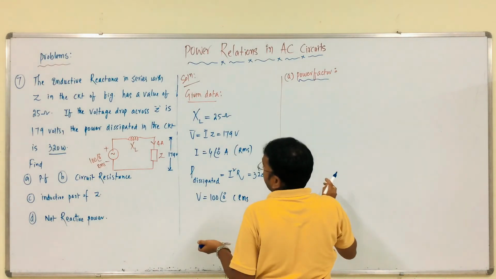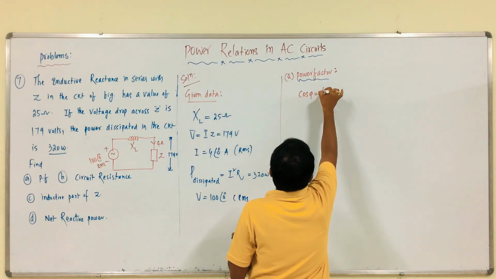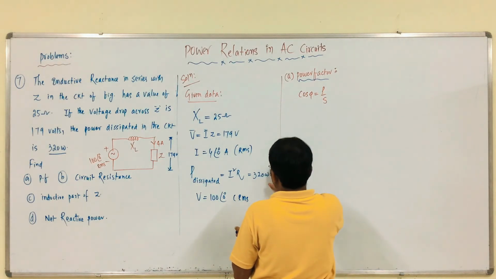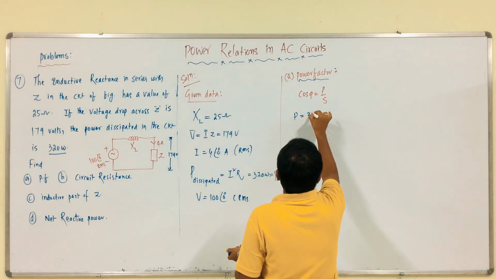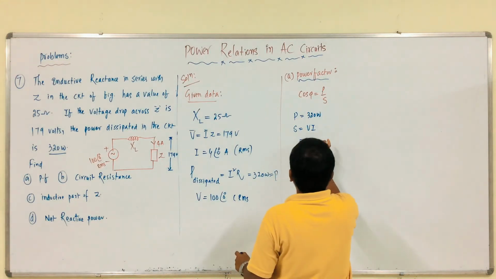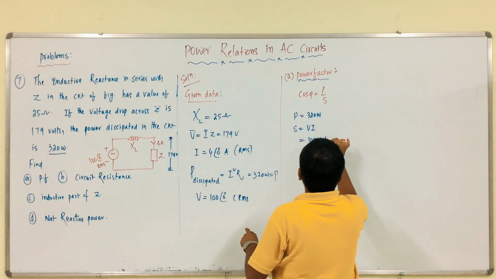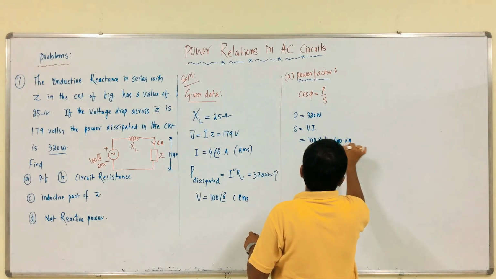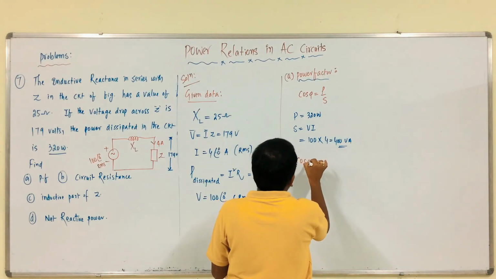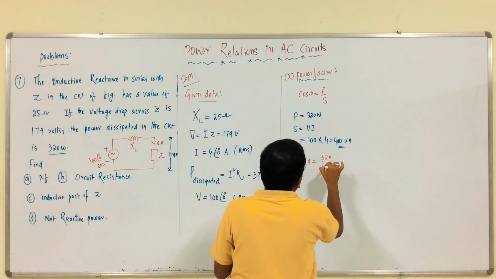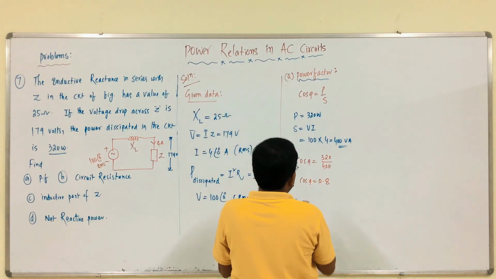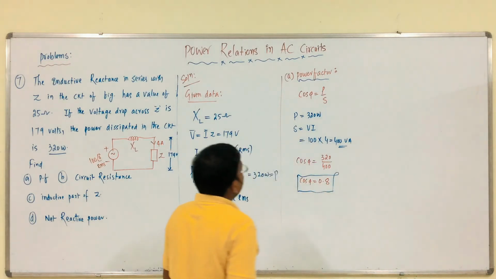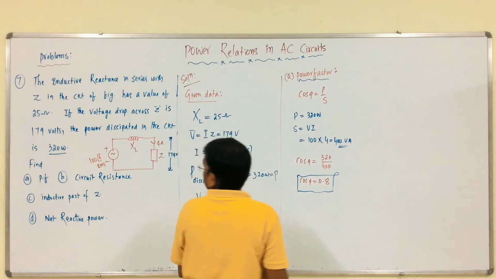Power factor is what we are having. From this, cos phi is P by S. P is equal to 320 watts, and S equals V into I. V is 100, I is 4, so 400 volt amperes. So cos phi is P 320 by 400. From this, cos phi is nothing but 0.8. The power factor is 0.8. Completed.